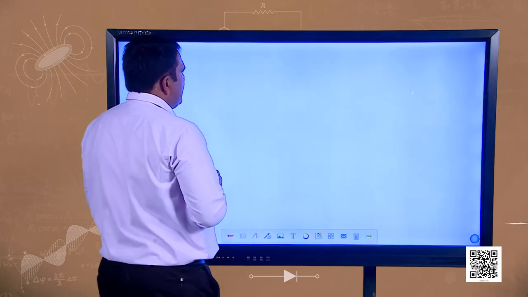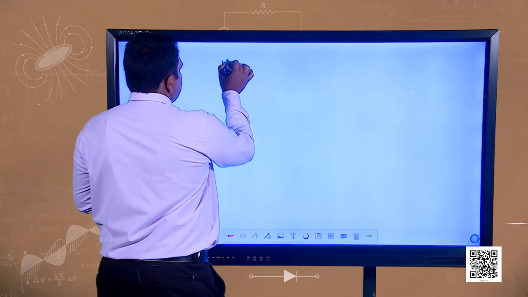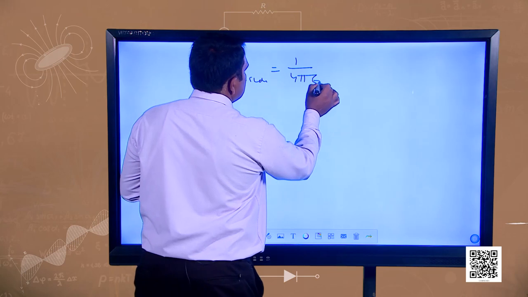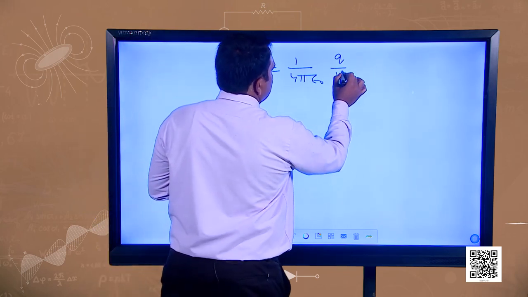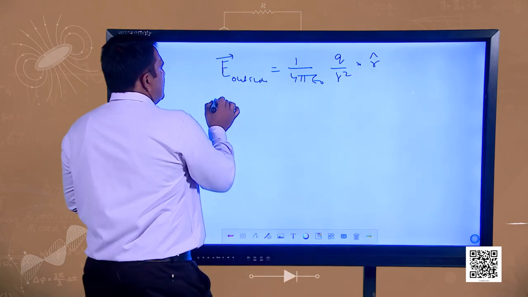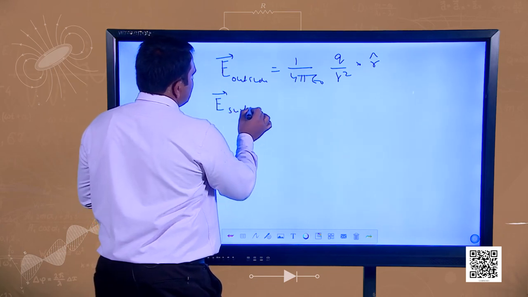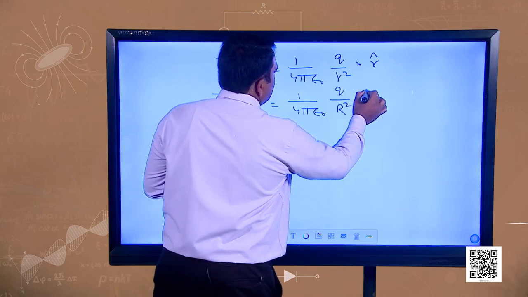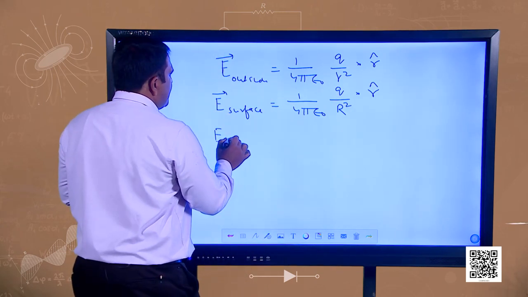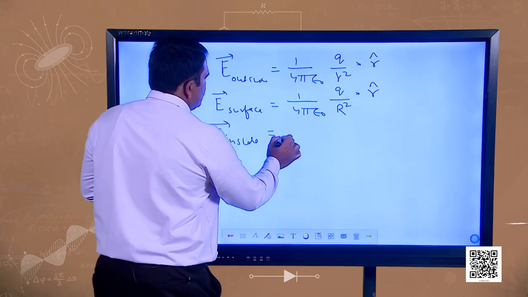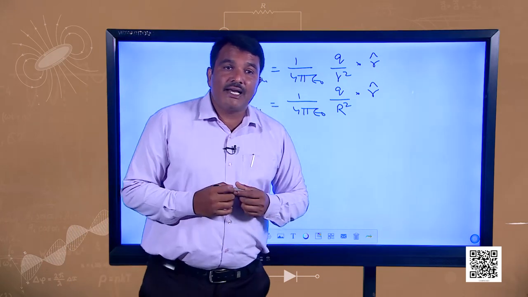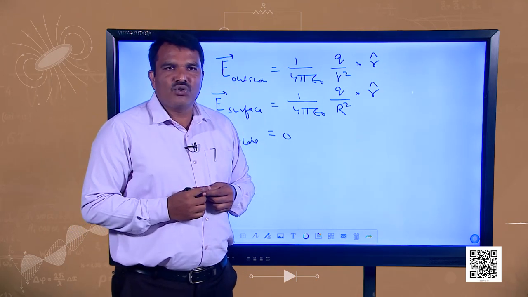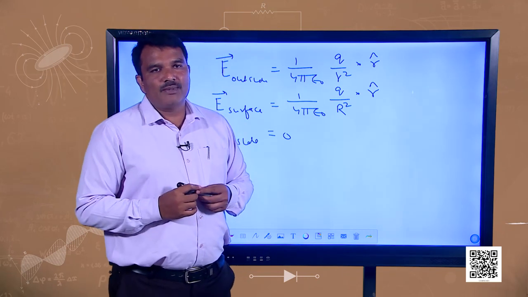Before drawing the graph, let us summarize the results. Electric field at any point outside is 1 by 4 pi epsilon naught q by r square multiplied by r cap. Electric field at any point on the surface becomes 1 by 4 pi epsilon naught q by capital R square multiplied by r cap. And electric field at any point inside the cell is 0. So these are the final results that we have obtained, and on the basis of these results we can easily draw the graph showing the variation of electric field with distance of the point from the center of the cell.